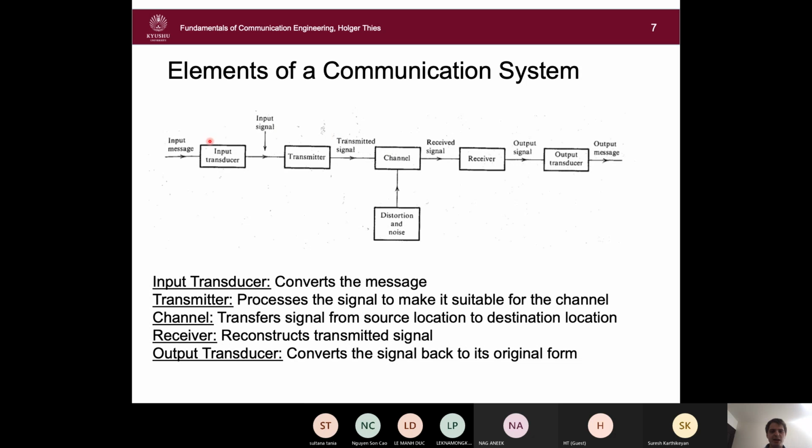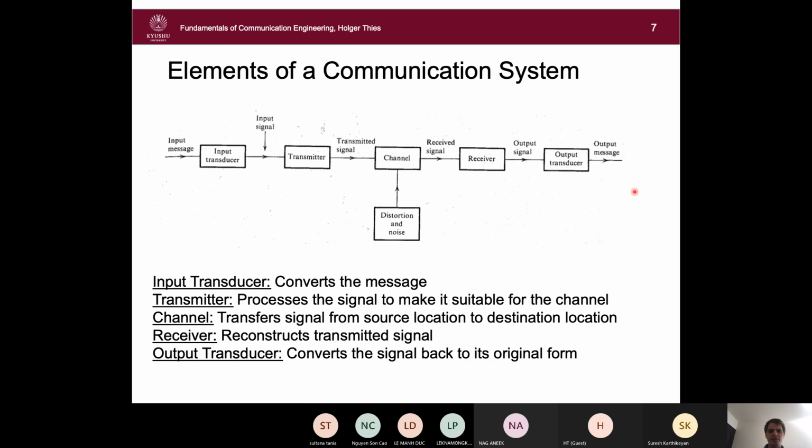Examples of input transducers are microphones. A microphone takes voice and transforms it to an electromagnetic wave. Another example is a computer mouse or a keyboard that transforms the movements of your hand to a wave. Okay, and after the input transducer, what we have now is the input signal, which is an electromagnetic wave, but this signal might not be in the right form yet.